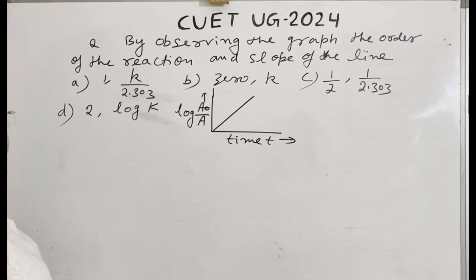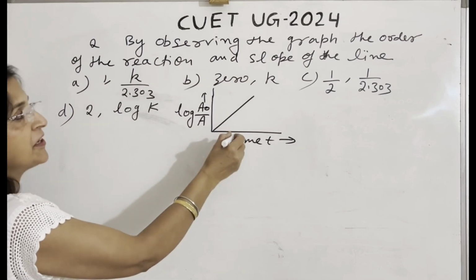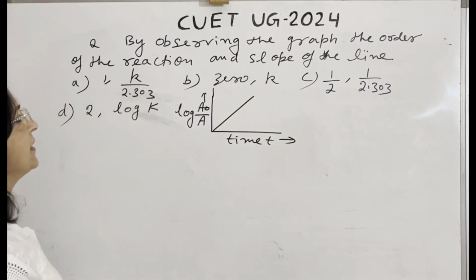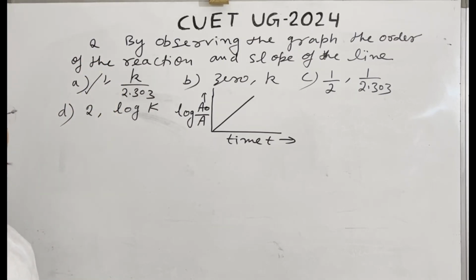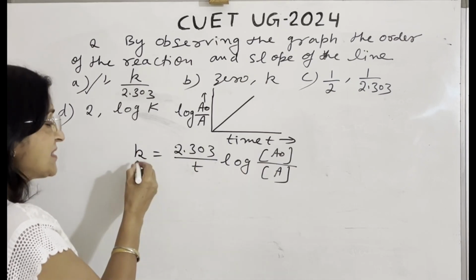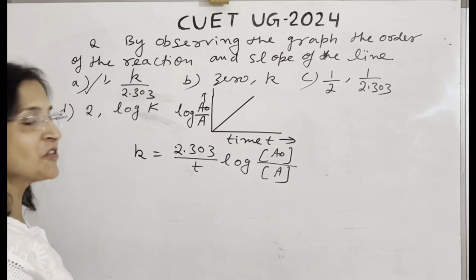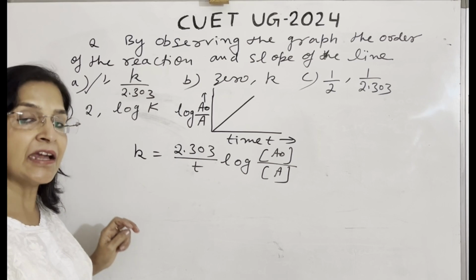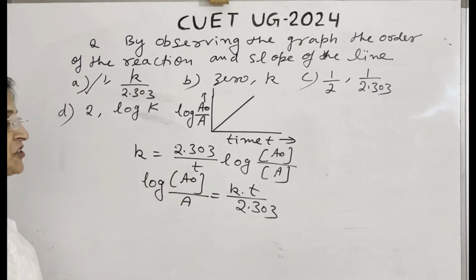Now solve this. Next question is, by observing the graph, this graph is given in the question, the order of the reaction and slope of the line. Answer is this. First order integrated rate equation is, this is first order integrated rate equation. K is the rate constant, T is the time, A naught is the initial concentration of reactant and A is the concentration of reactant A at any instant of time. Now we arrange this equation like this.